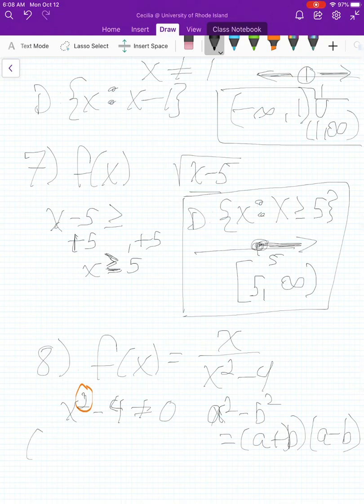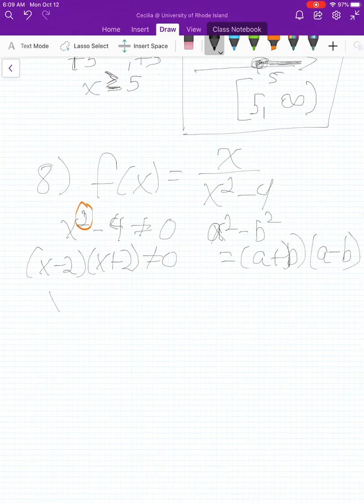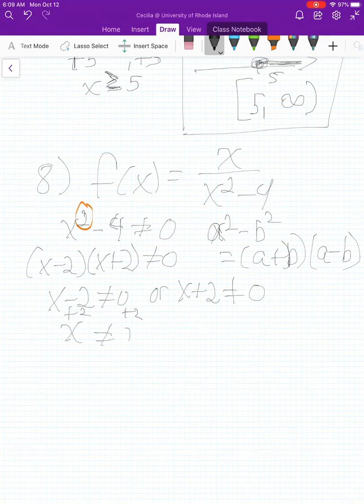So on the left-hand side here, we get x minus 2 times x plus 2 cannot equal 0. So x minus 2 cannot equal 0, or x plus 2 cannot equal 0. So that means x, if we add 2 to both sides, x cannot equal 2, or over here we're going to subtract 2 from both sides. We want to solve for x. X cannot equal negative 2.